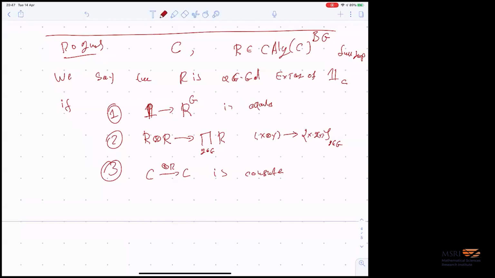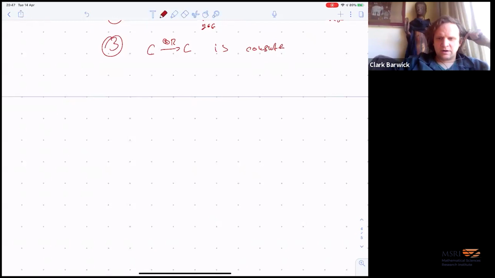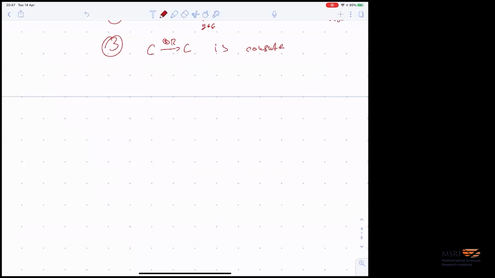And so this is Rognes's definition. Hey, Tomer. This is Clark Barwick. What kinds of G are you going to allow here? I am going to allow finite groups G, but you may be suggesting that I should be able to allow more general G, and you're right, but I'm not going to do it in this talk.